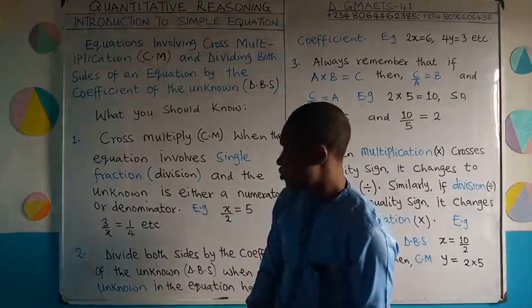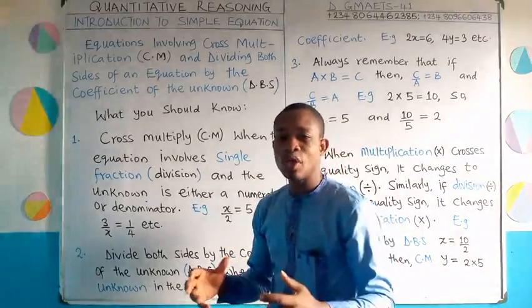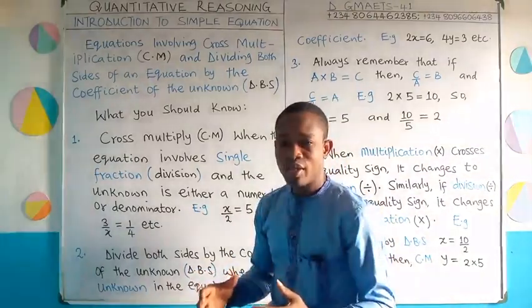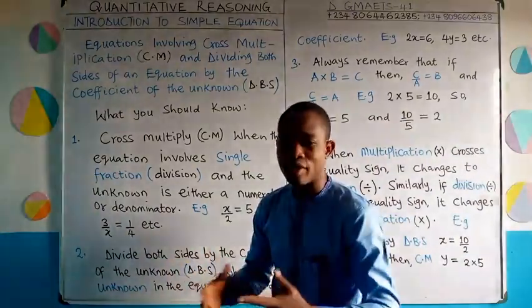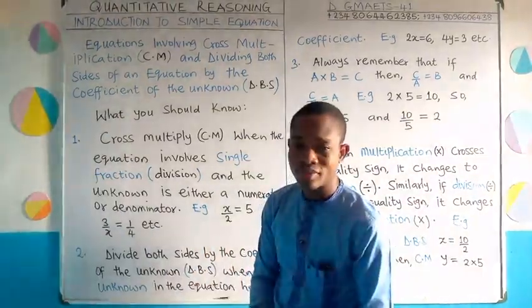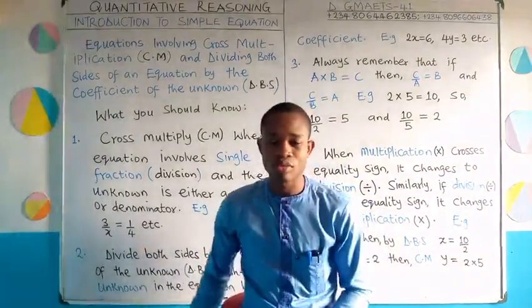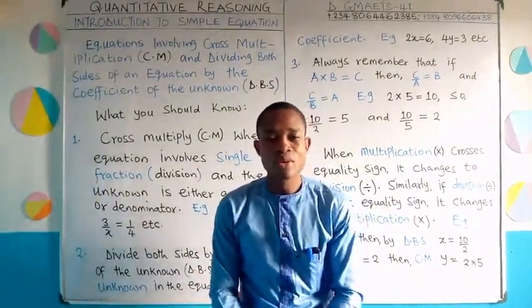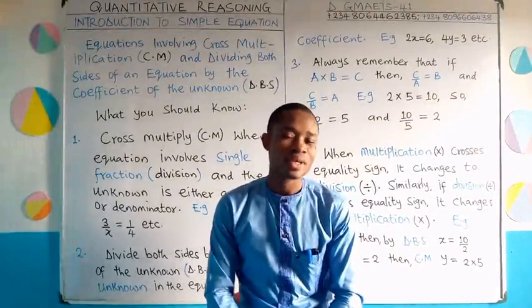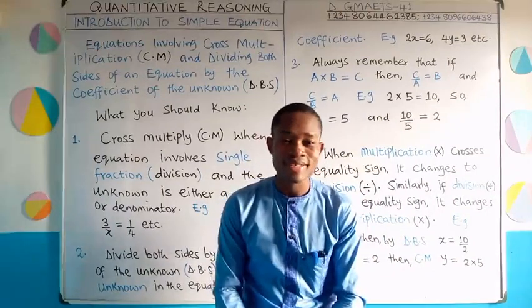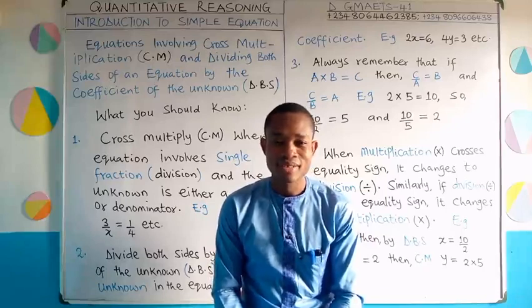Number 2, we now want to look at what you are expected to do when the equation requires dividing both sides by the coefficient of the unknown. Now before I explain this number 2, I would like us to know what coefficient of an unknown is when you are talking about mathematics. Alright? Simple equation.